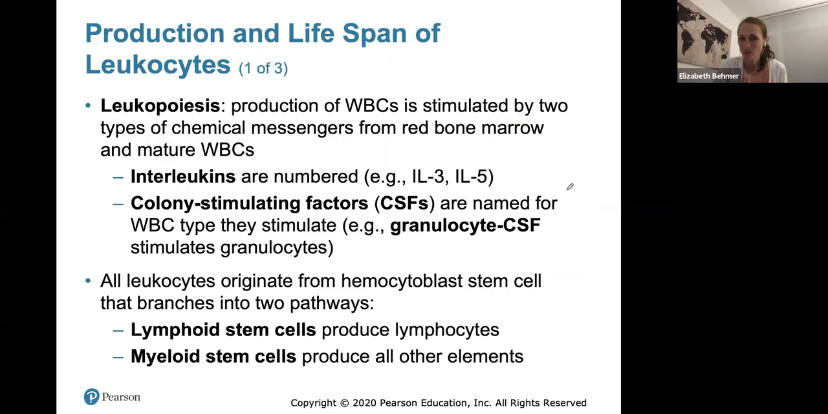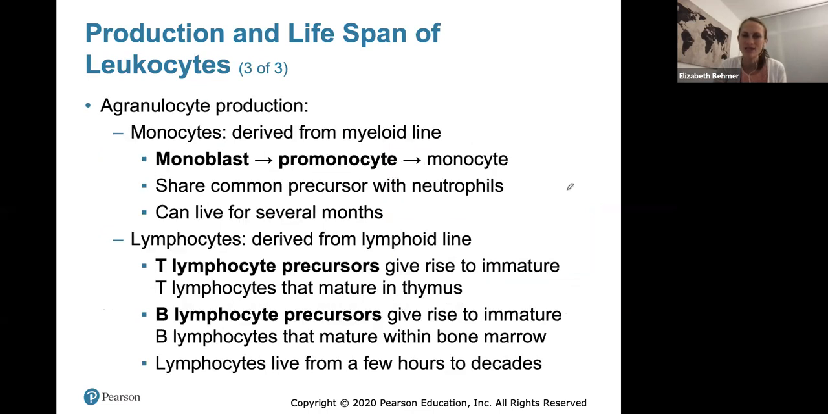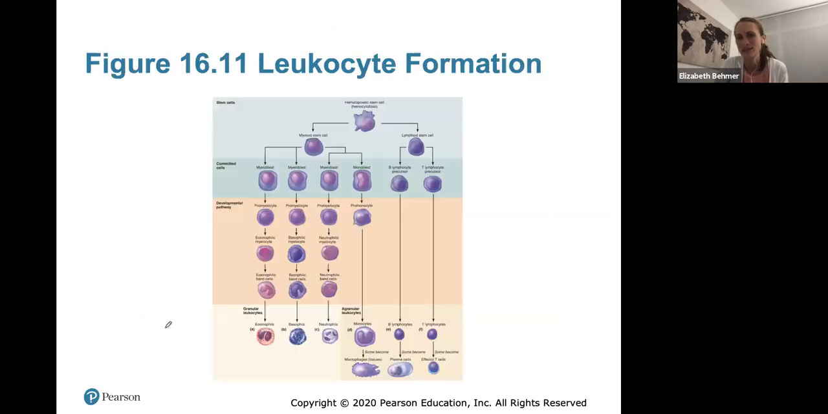Leukopoiesis is the production of white blood cells, needing interleukins and colony stimulating factors. I don't think I asked you specifics about production of leukocytes, but similarly, they arise from one stem cell line. The lymphocytes will go on to form the T lymphocytes and the B lymphocytes.